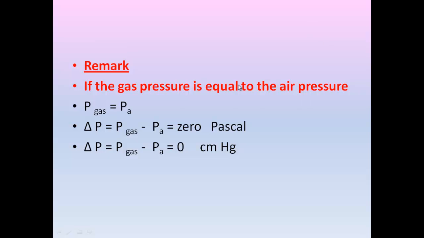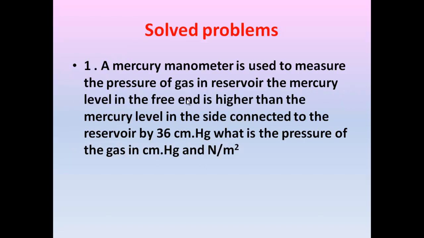So there is no difference in the liquid height. So the pressure of the gas equals PA and delta pressure equals 0. In the case of the gas, it has the same pressure as air. There is no rise in either of the two ends, and the delta pressure equals 0.